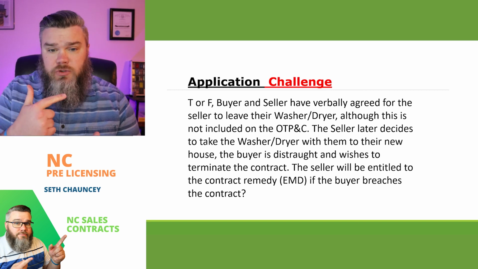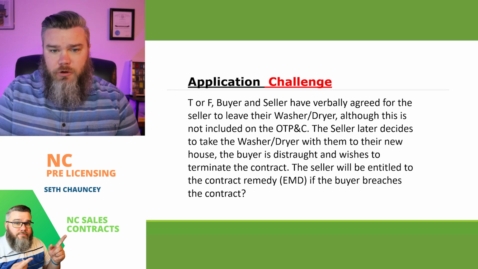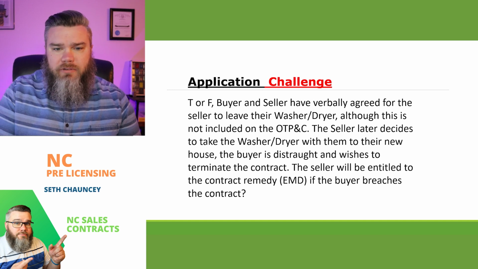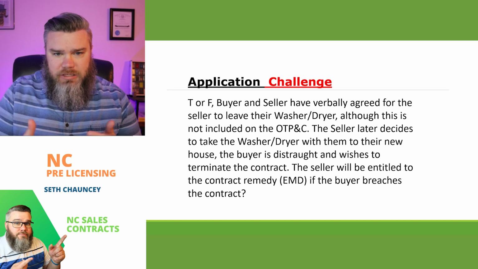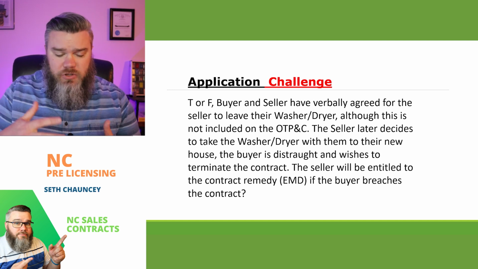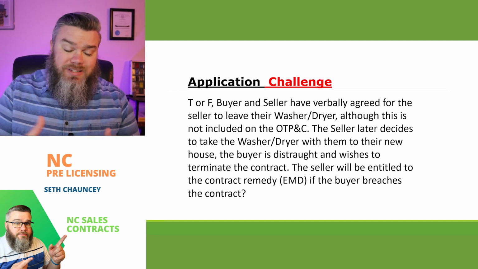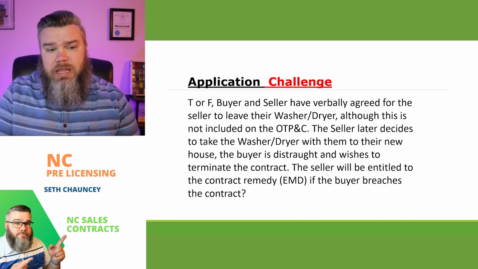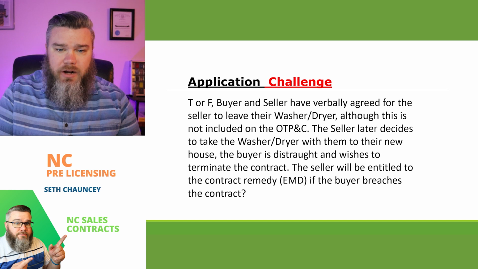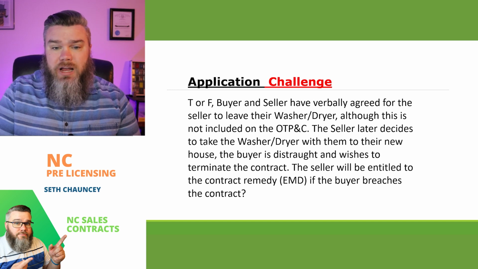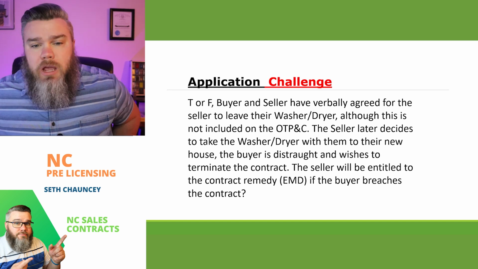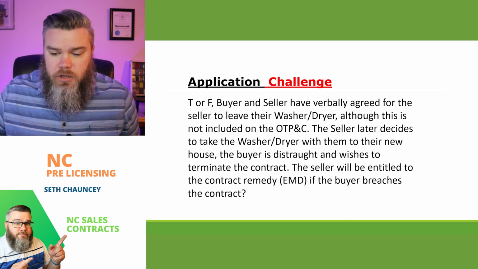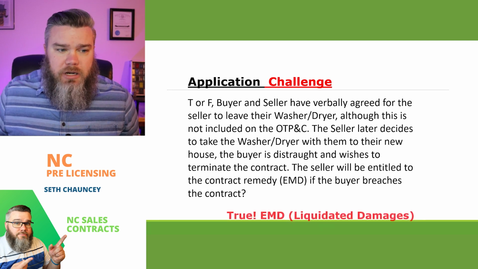Folks, that is true. If the buyer breaches, the seller would be entitled to a remedy. Remember, we talked about this. This is called the parole evidence rule. Only what's in the contract is part of the contract. And so in this instance, they have a written agreement, makes no mention of the washer and dryer. So the sellers are not in breach for taking that washer and dryer. But if the buyers terminate over something that was not in the contract, they would be in breach. And of course, the seller would then be entitled to the remedies. In this case, the earnest money deposit.